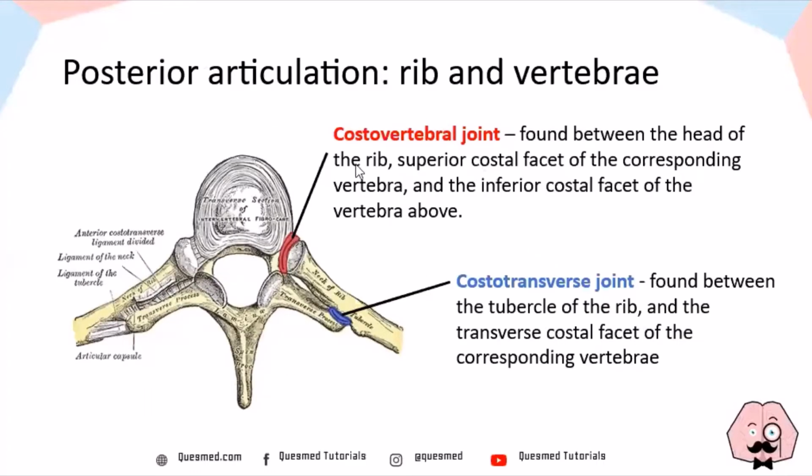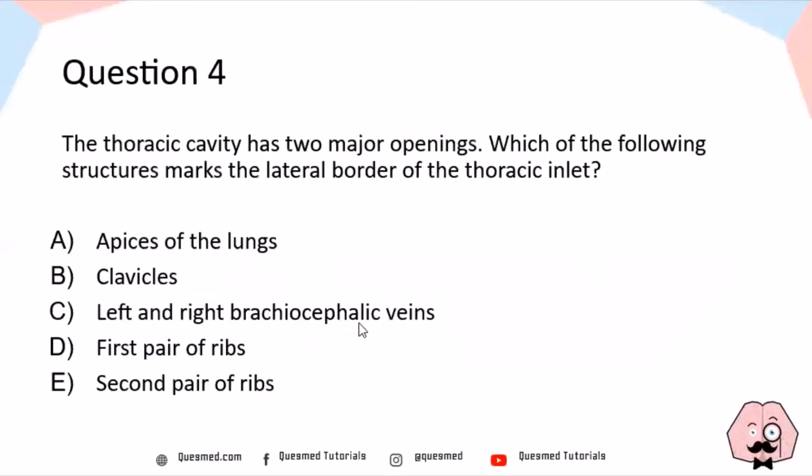Just to cover their articulations again, we've got the costovertebral joint, which is between the head and the vertebral body. And as I said, you've got 2 of them. They articulate with the rib of that level and the rib below. And then you've got the costotransverse joint, which is the articulation between the tubercle of the rib and the transverse process. This is question 4.